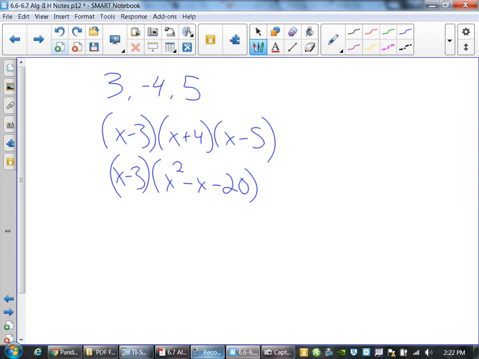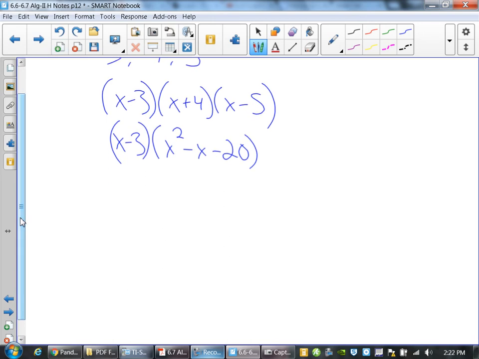When you write your polynomials out, make sure you always write them in descending order. We're also assuming in this case that our leading term coefficient is going to be 1. We will talk about that being different in either 6-8 or 6-9. We'll worry about that when that comes up, because it's a different way to do it. So you get x cubed minus x squared minus 20x minus 3x squared.